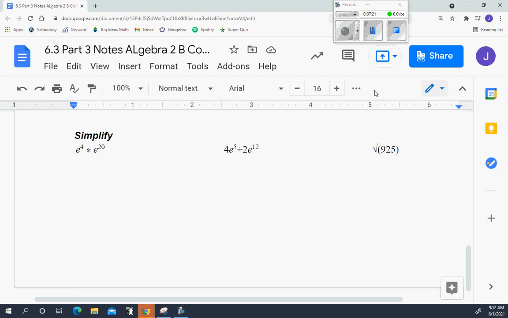And then I have the square root of 925 for some reason. I don't really know why. So right now, I'm just going to ignore that problem and figure out what that means. I think I wrote it wrong, so I'll go in and fix that problem. And that's the end of the last lesson.